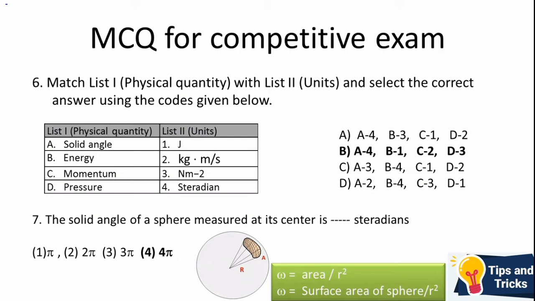So substituting that, we get omega is equal to 4 pi r square divided by r square. R square in the numerator and denominator will get cancelled. Finally we get omega is equal to 4 pi. So the correct option is 4, that is 4 pi steradians.